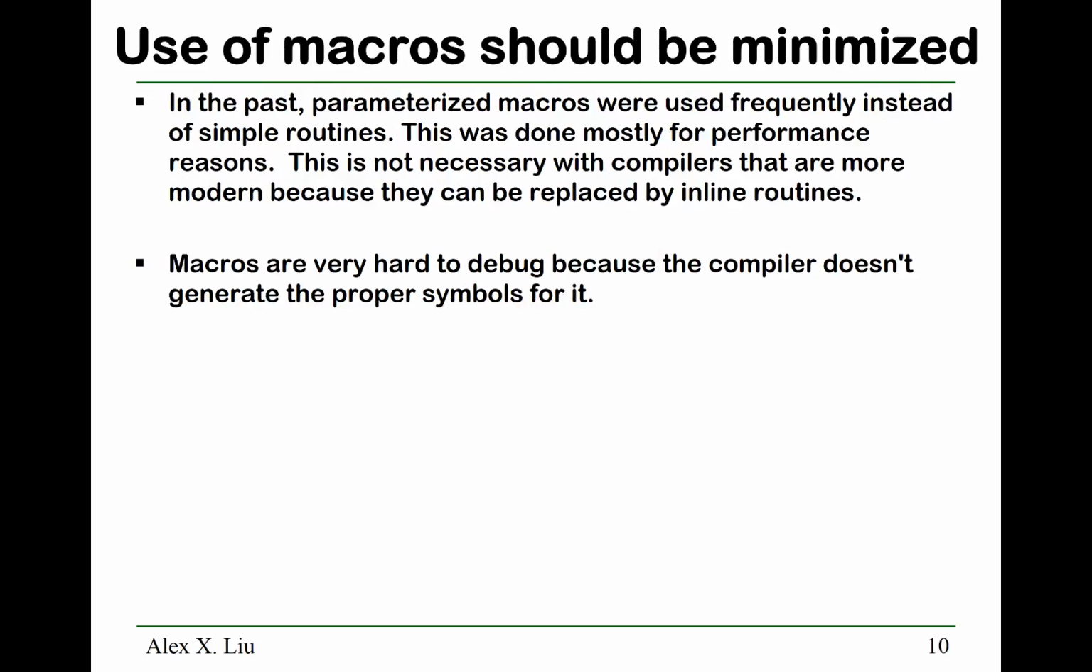Okay, so the use of parameterized macros should be minimized. Basically, in the past, people often used parameterized macros because they are faster, because the pre-processing stage will pre-process these macros, and when the compiler compiles such code, unlike functions, it doesn't have to deal with the stacks and so on. So parameterized macros automatically generate the code in the pre-processing stage.